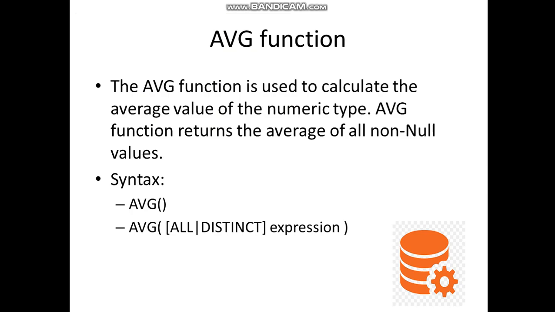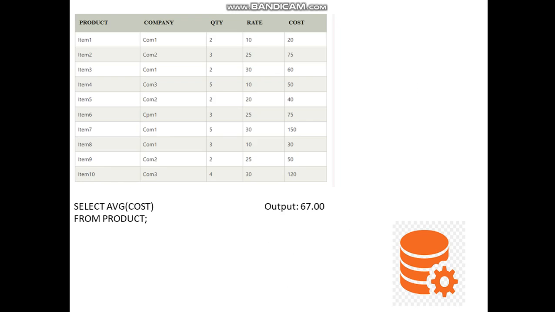Next is average function. Name itself suggests the average function is used to calculate the average value of numeric type. Average function returns the average of all non-null values. So similar syntax is average of all or distinct expression. For example, see, suppose I want to find out average cost of my whole table. So what I will do, select average of cost from product. So it will give me average of cost.